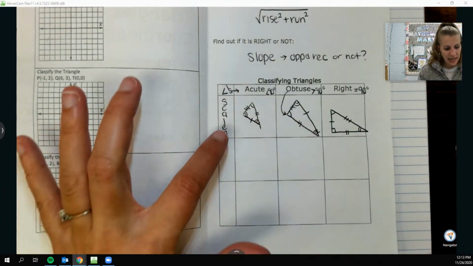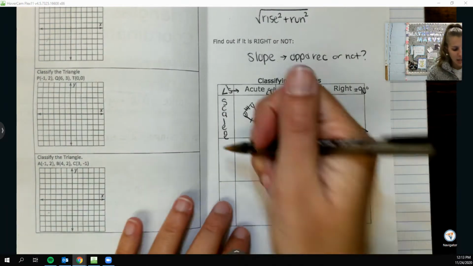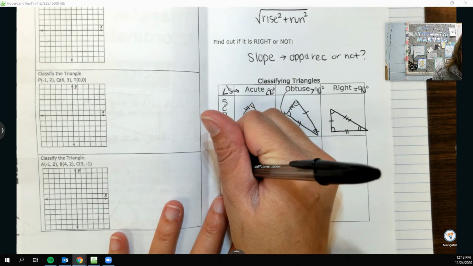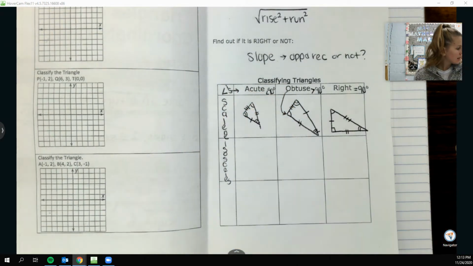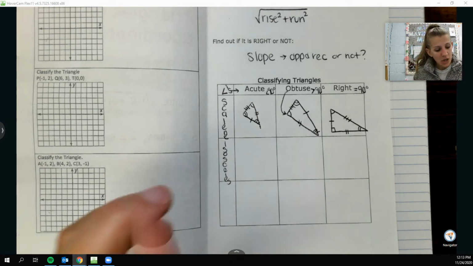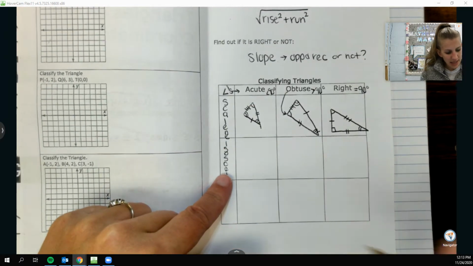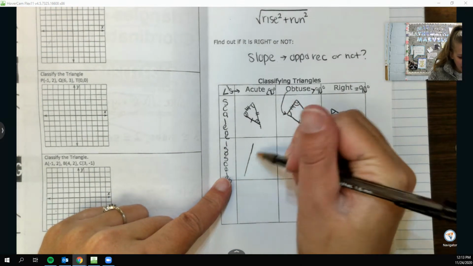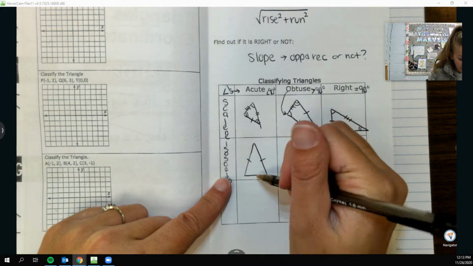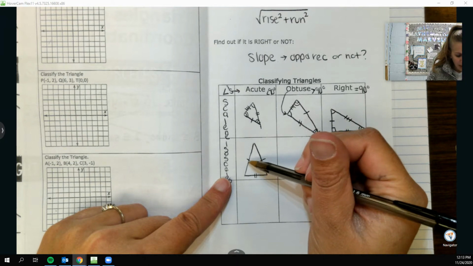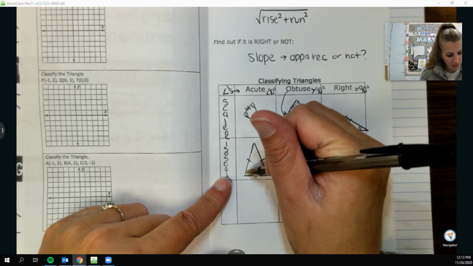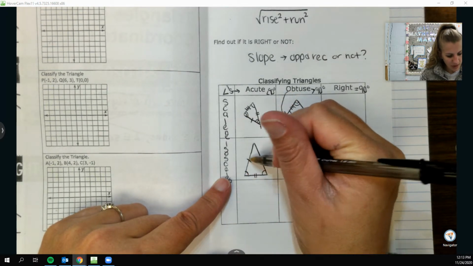Instead of scalene, so all sides different, you could have two sides the same, and that would be isosceles. And isosceles, again, means that we have two sides the same. So I could be acute isosceles, again, if all my angles are less than 90, and I have two sides the same. Now, the cool thing is, if two sides are the same, two angles will also be the same, and they will be the ones directly across from those sides.